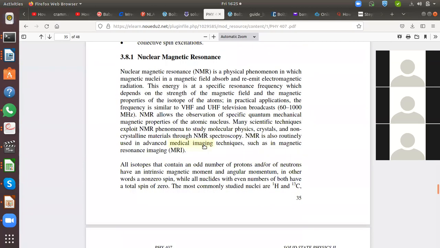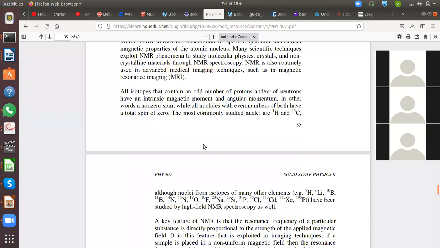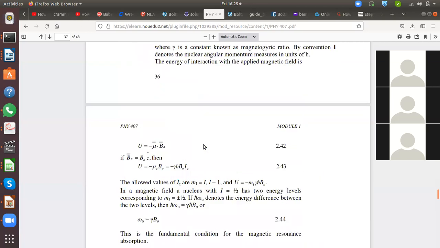There's another method called nuclear magnetic resonance. So we shall discuss this in detail, and hopefully by the end of everything.